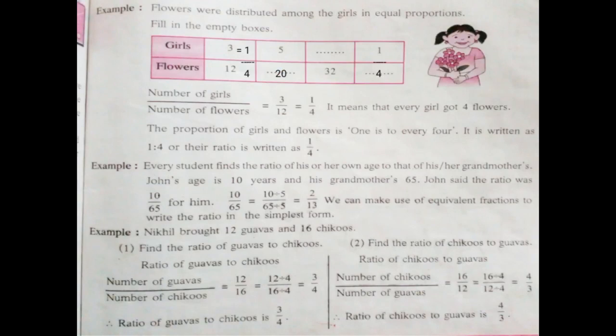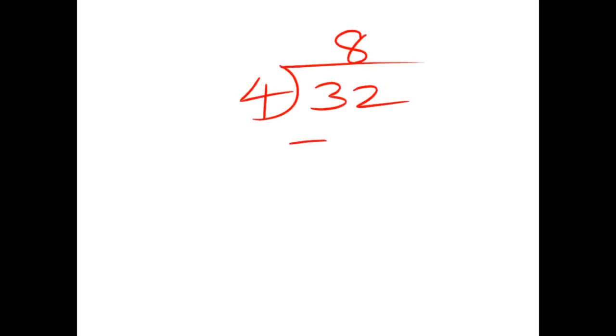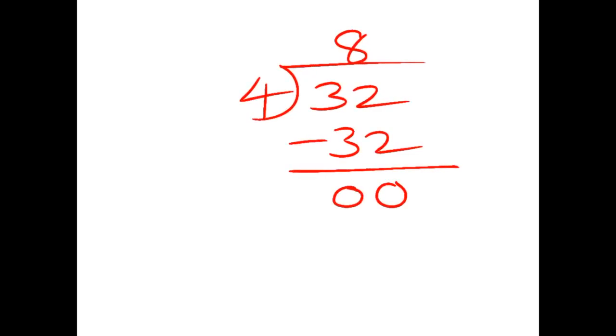Now we'll solve third column. In third column, girls are not given, flowers are given 32. So you have to divide 32 by 4. 4 8s are 32. Now you have to take the same table, that is 8 upon 32. 8 ones are 8, 8 fours are 32.